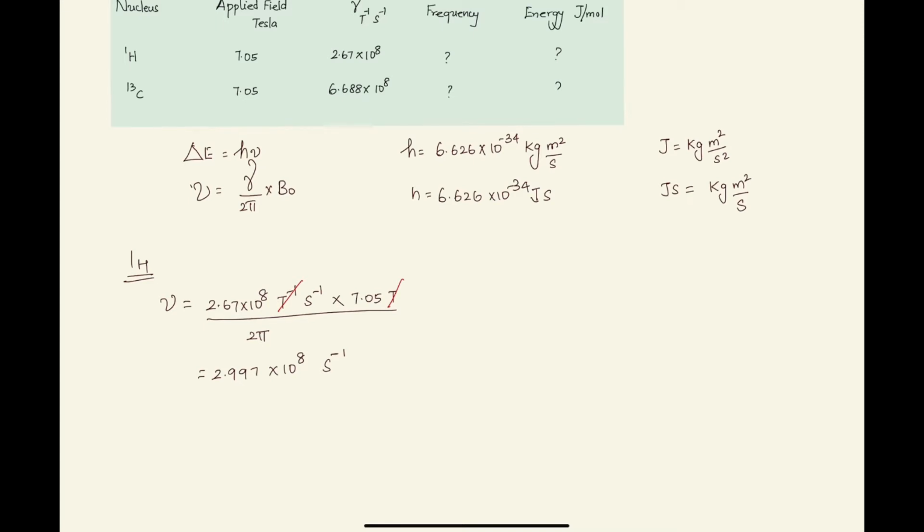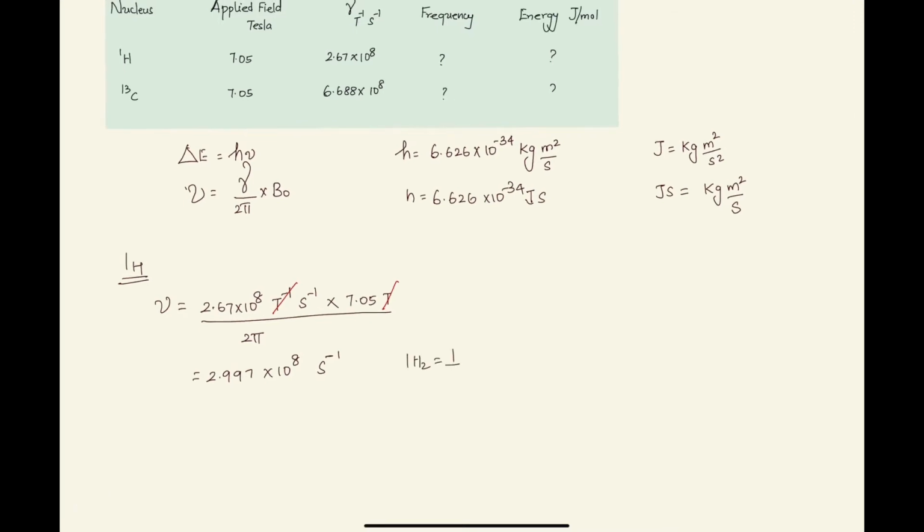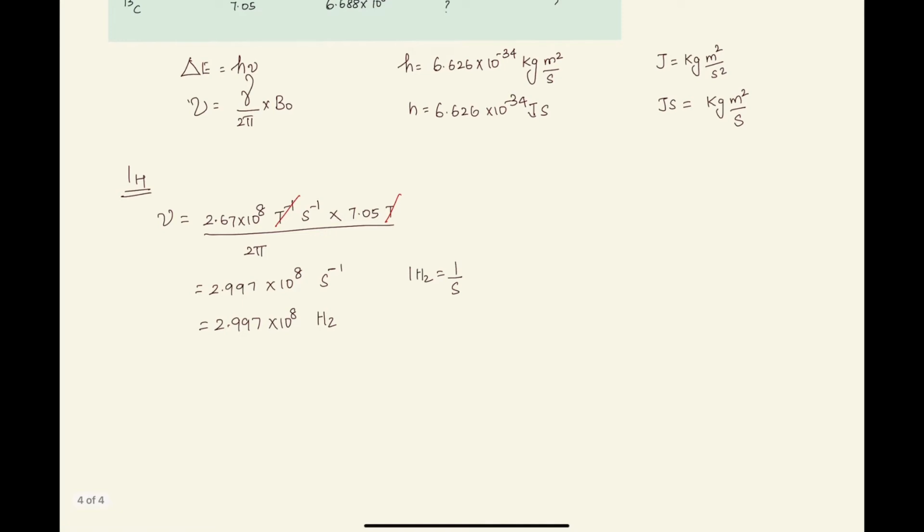But remember, we are talking about the frequency. The frequency can have different units, right? It can be cycles per second or it can be hertz. But if you want, you can convert this into hertz. We know that 1 hertz is nothing but 1 cycle per second, right? So you can just keep this as hertz, 2.997 times 10 to the power of 8 hertz. And we can also convert this into megahertz since the number is really large. So that's going to be equivalent to 2.997 times 10 to the power of 8 hertz.